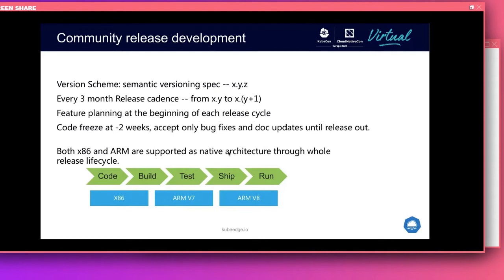Another thing I want to highlight is that because we know the underlying hardware architecture reality, currently both x86 and ARM are supported as native architectures through the whole release lifecycle. For the code, this is actually very general, right? From build to test, ship, and run, we have ARM-based CI, and we also have cross-build and cross-testing scripts and test cases.